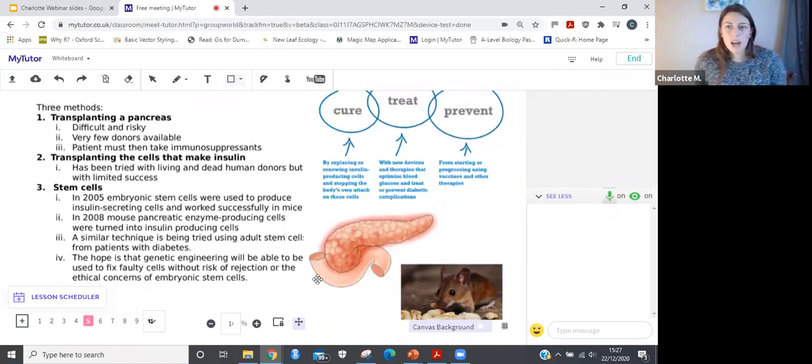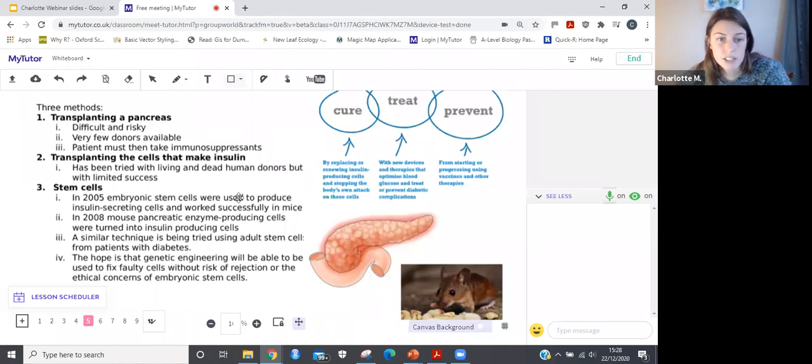And stem cells, as most of you will know, if you've come across that part of the syllabus yet, are cells that can turn into any other type of cell. And there are different types of stem cell. Embryonic stem cells can turn into anything. Adult stem cells tend to be able to turn into fewer types of cell. And in 2005, embryonic stem cells were used to produce insulin-secreting cells and worked successfully in mice. So they used embryonic stem cells to do kind of method 2, so to put in cells that make insulin. And it did work in mice.